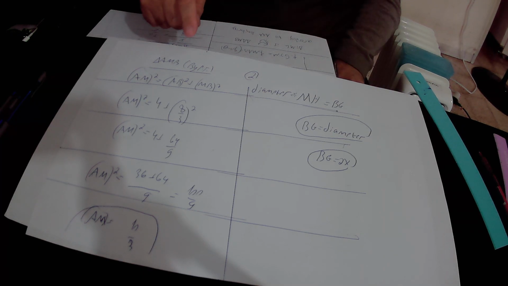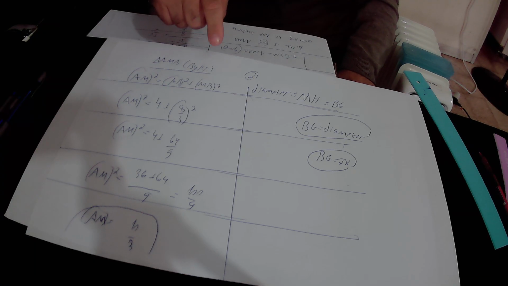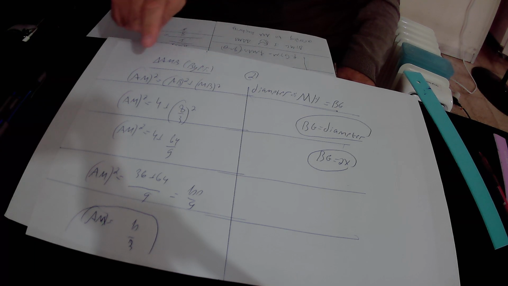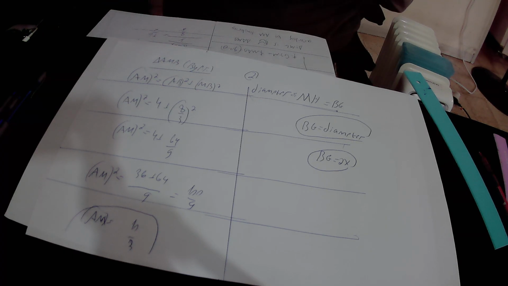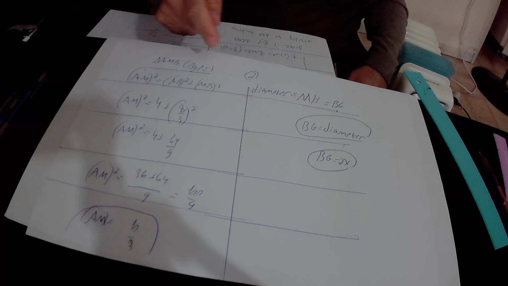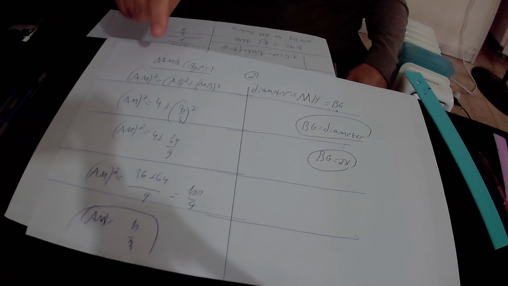AM square equals AB square. AB is 2, so AB square is 2 square, that is 4, plus MB square. MB is 8 over 3, therefore MB square is 8 over 3 square. So AM square equals 4 plus 8 over 3 square. 8 over 3 square equals 8 square, that is 64, over 3 square, that is 9. So AM square equals 4 plus 64 over 9.